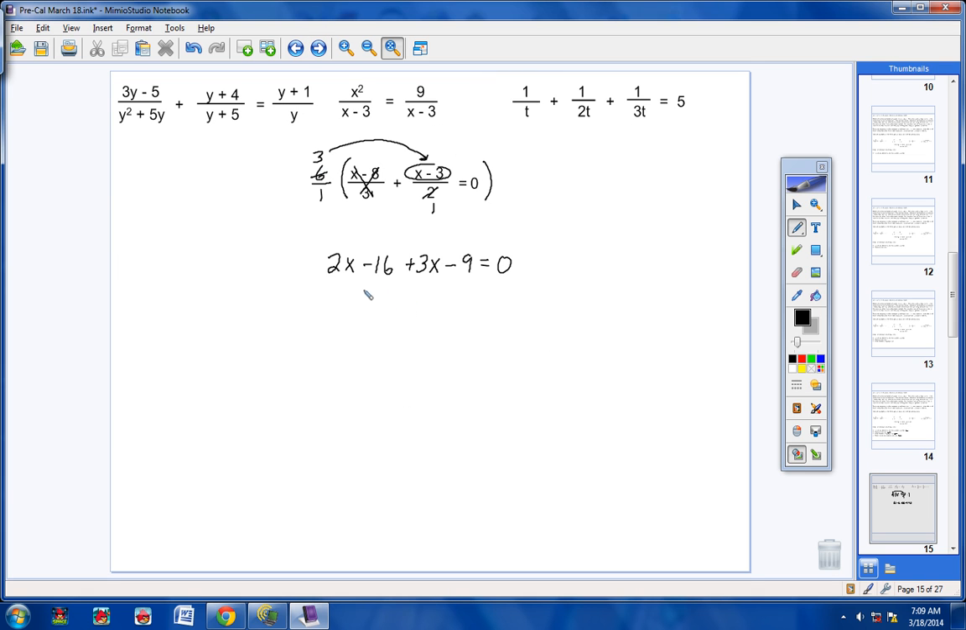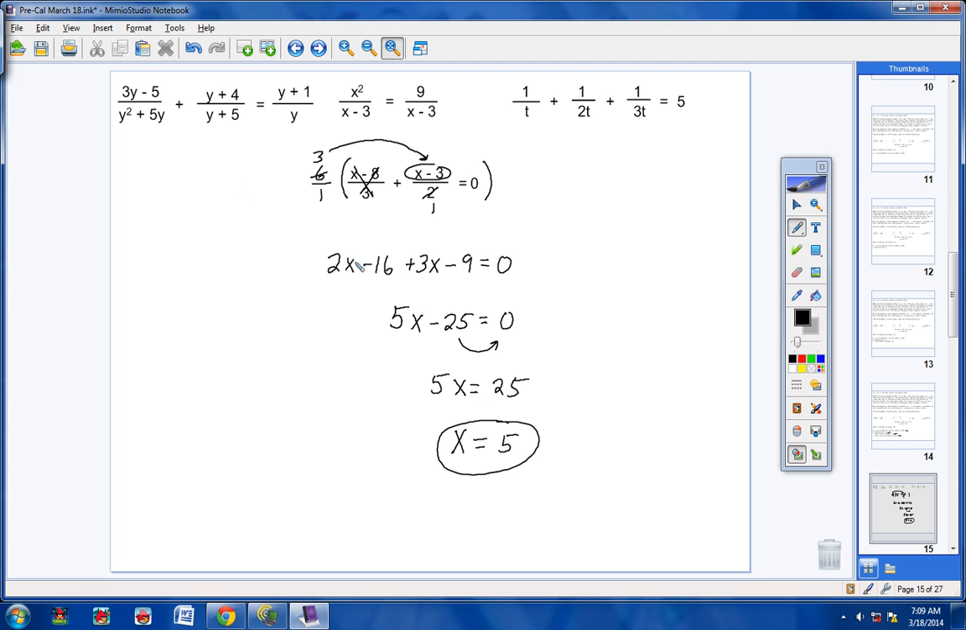Okay, here we go. Well, if I combine my x's, I get 5x. If I combine my constant terms, I get a negative 25. Bring your 25 over and make it positive. You're left with 5x equals 25. And then divide both sides by 5. And x equals 5.